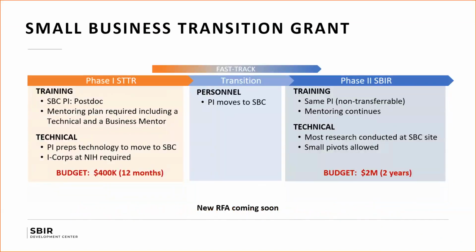This is how the Small Business Transition Grant is structured. The phase 1, as I mentioned, is an STTR. The ideal PI here is a postdoc. So this is a person who's not more than 8 years from their terminal degree. It can be a graduate student.